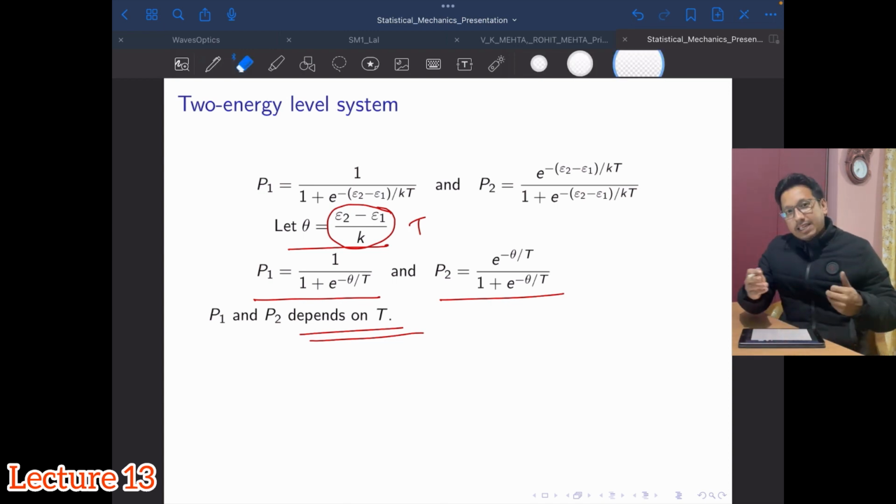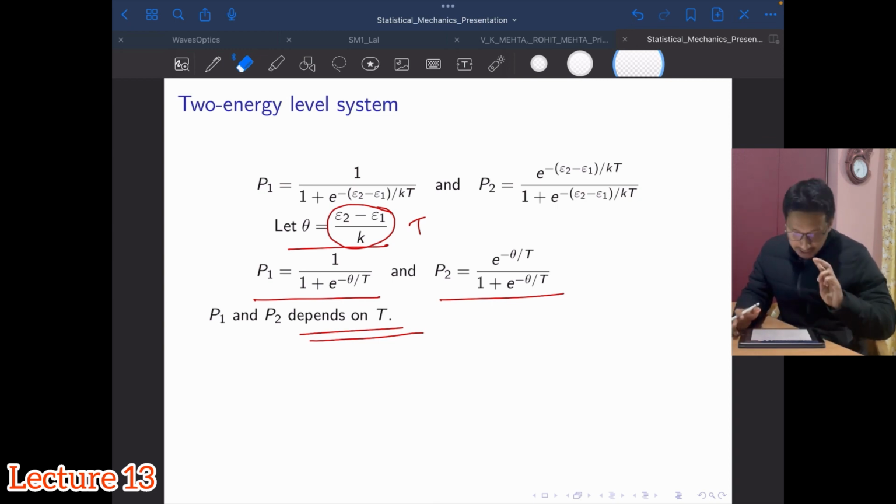You can always have two extremes of the temperature. Let's say temperature equal to 0 or very high, let's say infinity. What will be the occupancy of the state, P1, the probability of occupancy of the ground state or the E1 state, and then the probability of the high energy state? The system that we have considered is a two energy level system, a system which has only two energy levels.